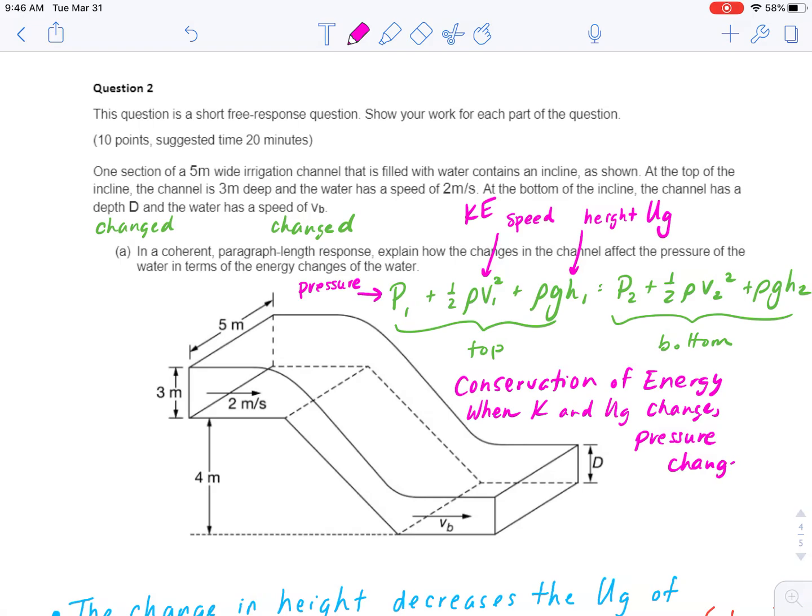And so it's important to note that pressure changes as a result of the fact that energy is actually conserved in this process. So as the water gains kinetic energy as it flows down the ramp, the pressure changes as a consequence of that. Now, one thing that's really tricky about this question is we don't know how the depth changes, and we don't know exactly how the speed changes.